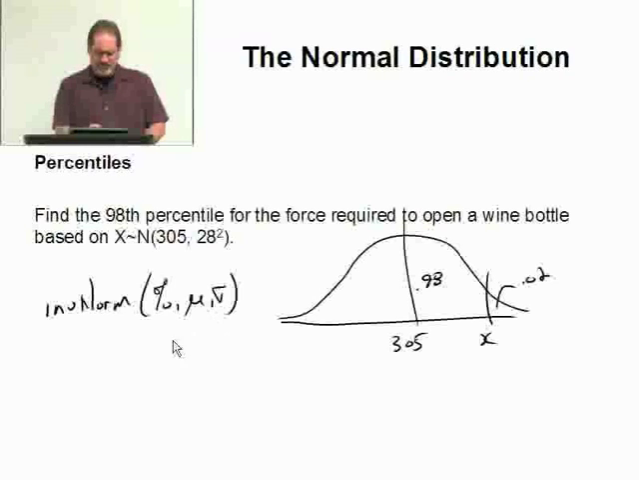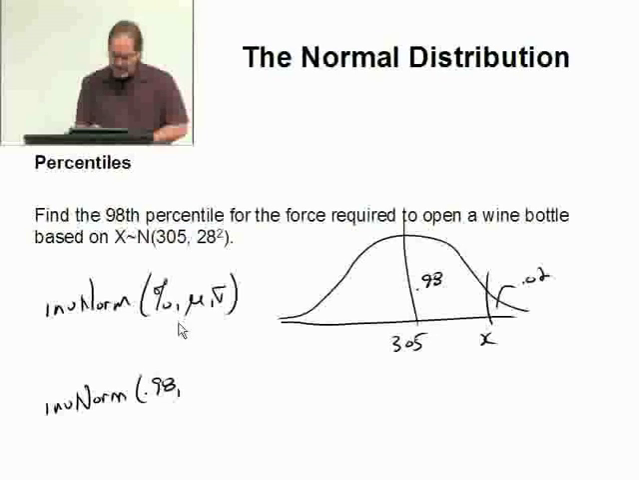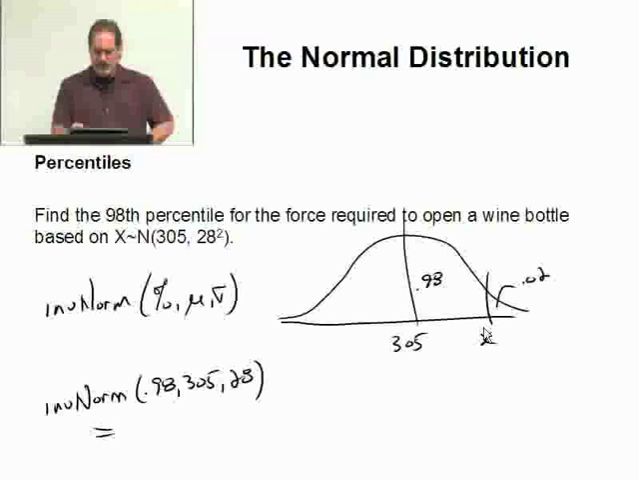The percentage is going to be 0.98. So for our case, we'd use inverse norm. Give myself a little room here. 0.98. The mean was 305, and the standard deviation was 28. That will actually tell me the value right here. That gave me 98% below, 2% above, which is the 98th percentile.